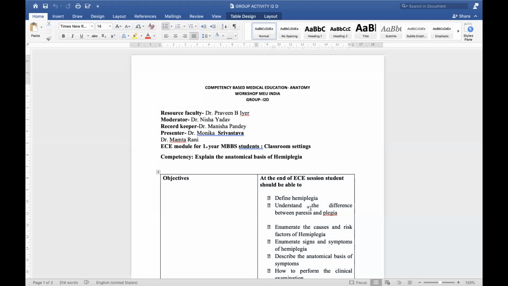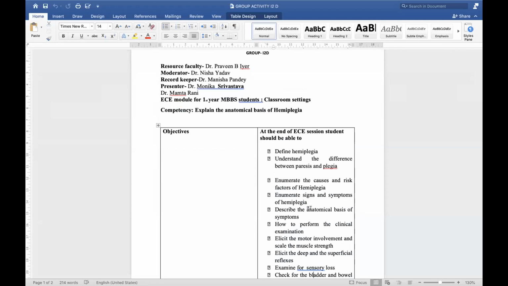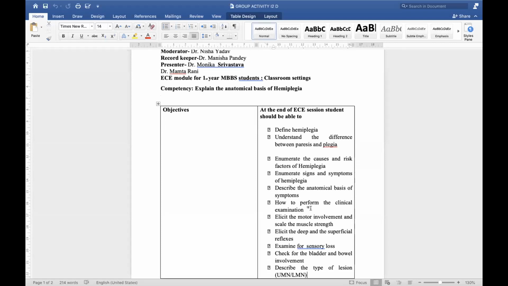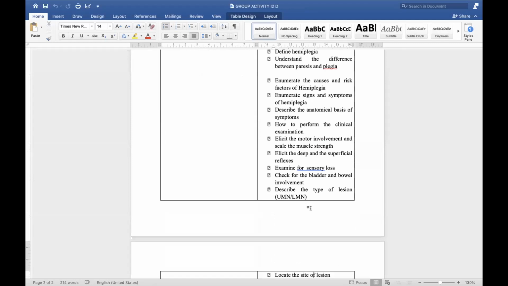A student should be able to perform the clinical examination, elicit the motor involvement, and scale the muscle strength. The student should be able to elicit the deep and superficial reflexes, examine for sensory loss, check for the bladder and bowel involvement, and describe the type of lesion, whether it is upper motor neuron type or lower motor neuron type. Locate the site of lesion.